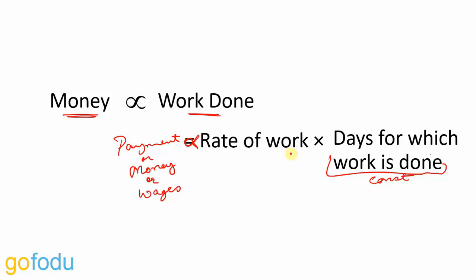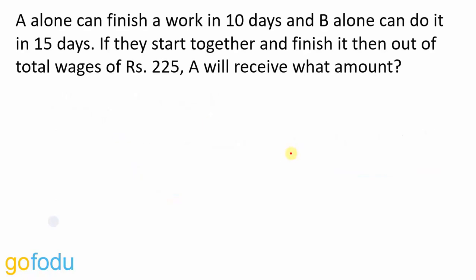Now, the most common case of this sort will be when two people start the work together and they end the work together. So they would have worked for the same number of days, and the total money received will be divided between them in the ratio of their rate of work. Let's solve a few questions.